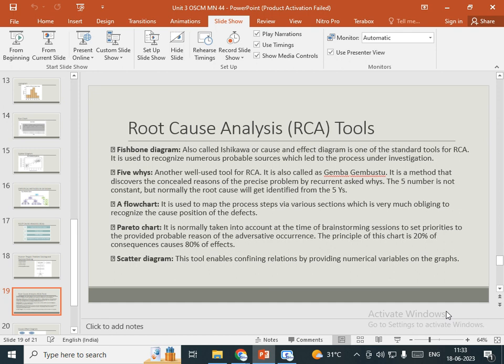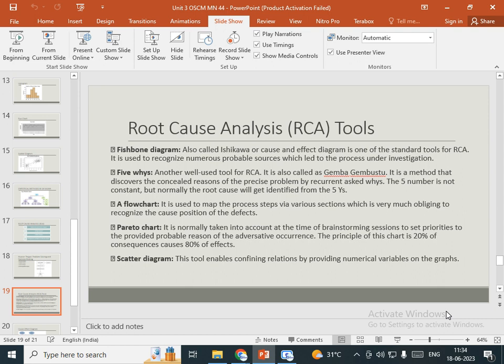The next is root cause analysis, that is RCA tools. So we have the fishbone diagram, the Ishikawa fishbone diagram. It is also called the Ishikawa cause and effect diagram. It is one of the standard tools for root cause analysis. It is also used to recognize the numerous probable sources which lead to the process under investigation.